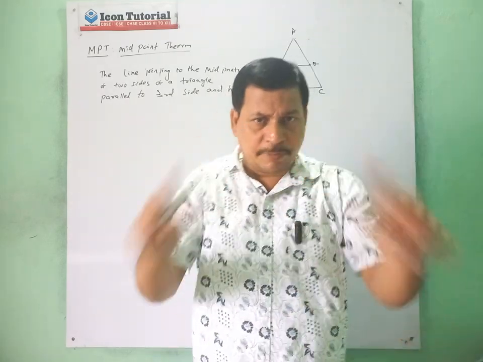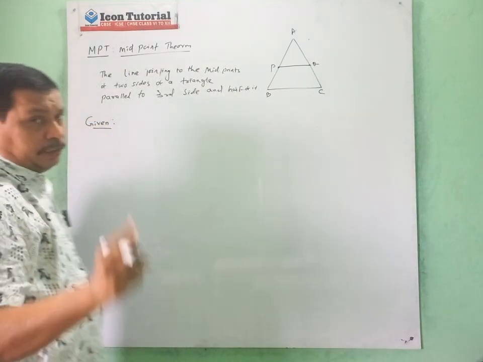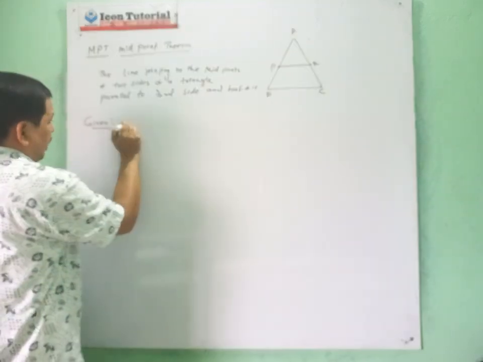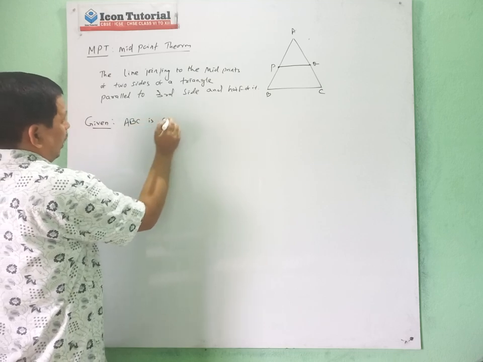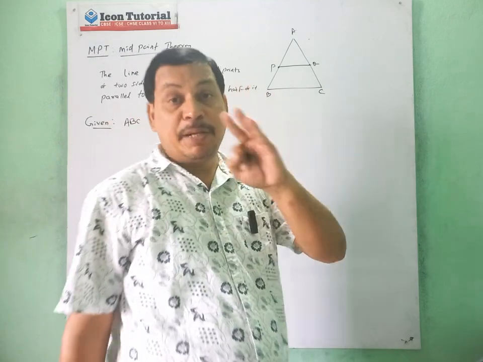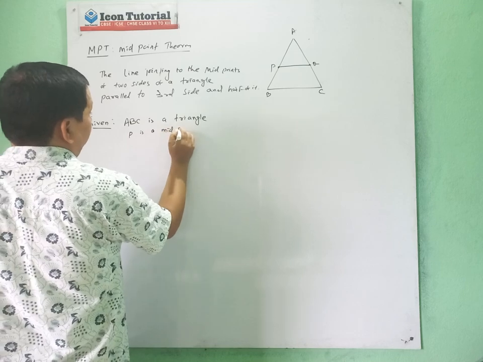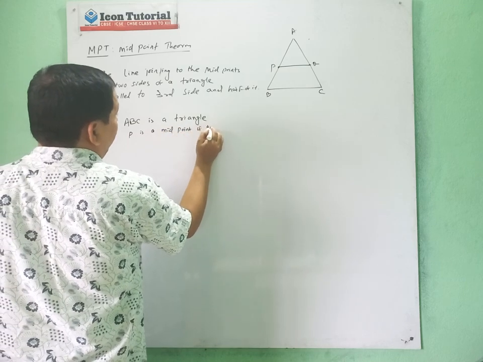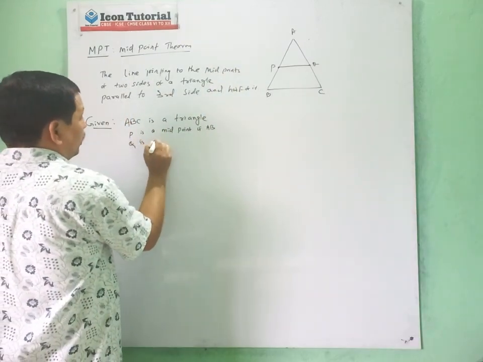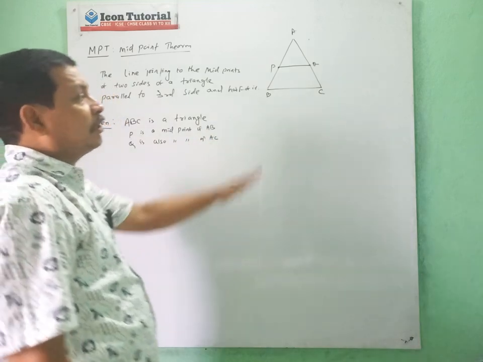So there is a triangle. In the statement, what is given? Given that ABC is a triangle. P is the midpoint of AB, and Q is also the midpoint of AC.